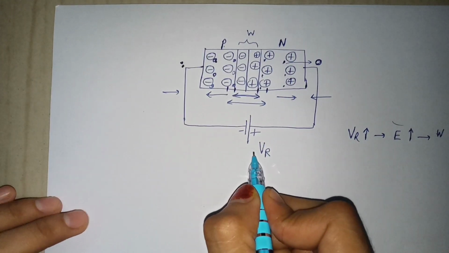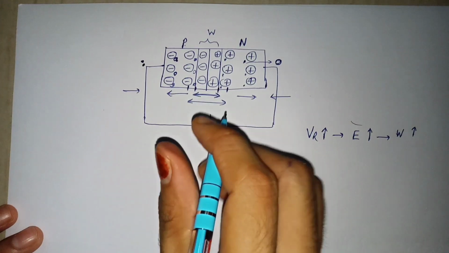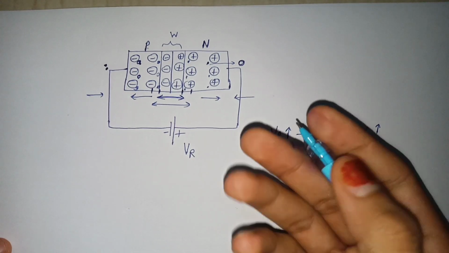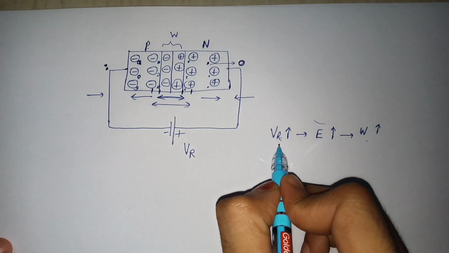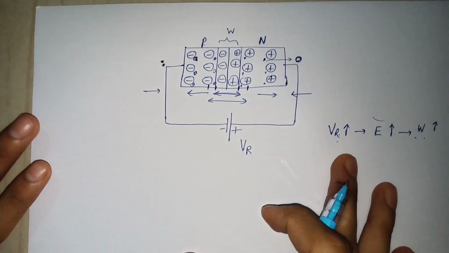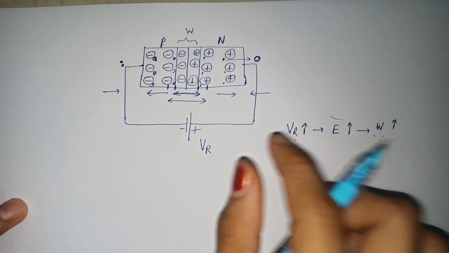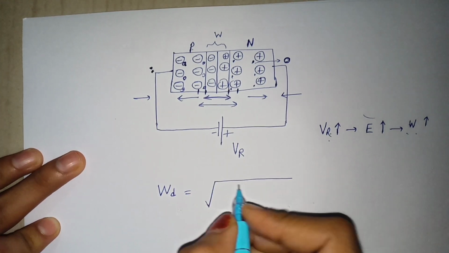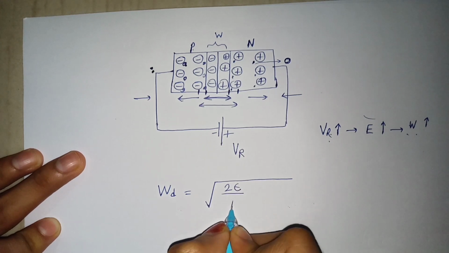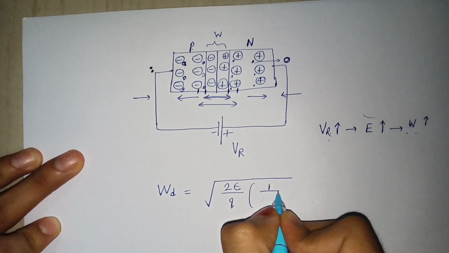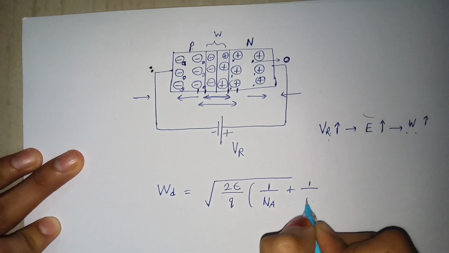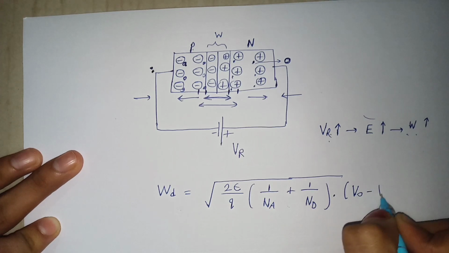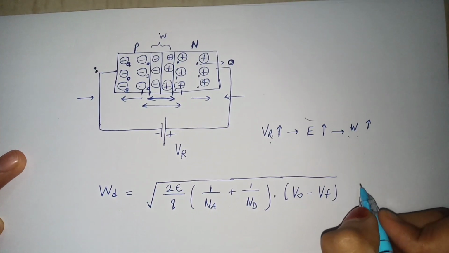Here we are supplying a negative voltage, as we see by diagram, that if VR increases, then what happens with W, and for forward voltage also we see what happens with W. We also define what happens with W by formula, that is Wd equals the previous formula which I write: 2 epsilon upon q in bracket 1 upon Na, acceptor concentration, plus 1 upon Nd, donor concentration, into V0 minus Vf. This is for forward voltage.